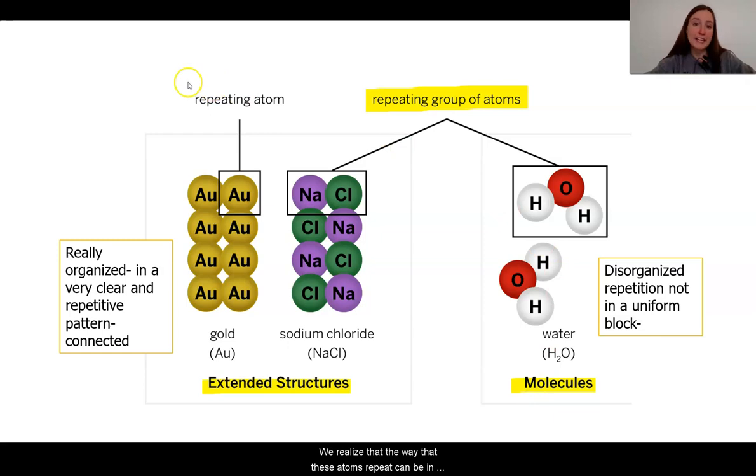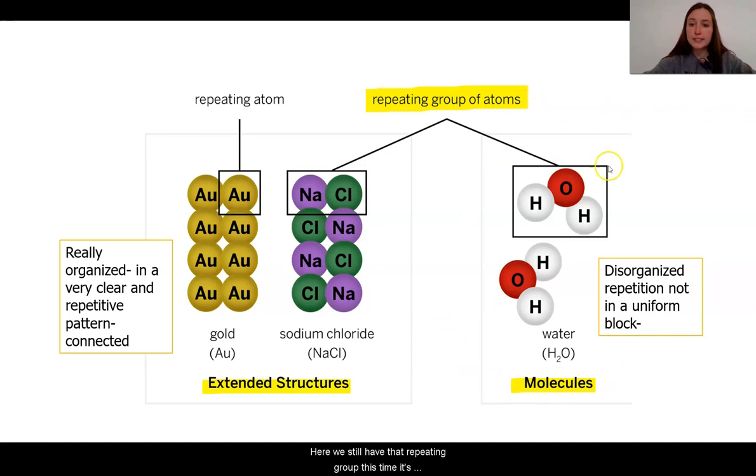We realized that the way that these atoms repeat can be in two different ways. When an atom just repeats, or a group of atoms repeats in a very organized and very clear and repetitive way, we call the structures that it forms extended structures. So notice here, this is gold, that it's one atom that's repeating in a very organized and specific way. Here we have sodium chloride, which is actually table salt, and the sodium and the chlorine repeating group, again, are repeating in a very predictable and organized way.